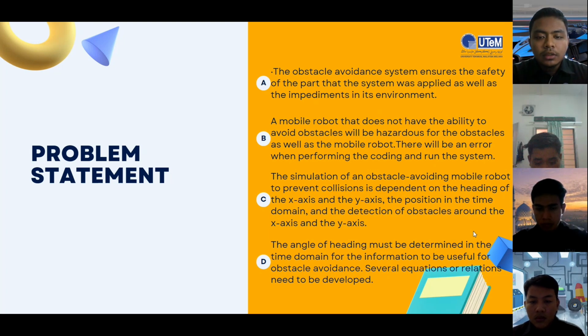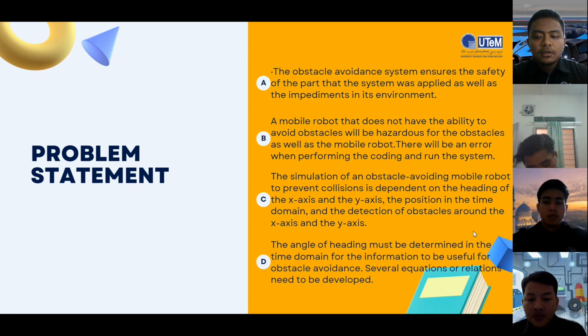The third one: the simulation of an obstacle avoiding mobile robot to prevent collision is dependent on the heading of the X and Y axis, the position in the time domain, and the detection of obstacles around the X axis and the Y axis. Last but not least, the angle of heading must be determined in the time domain for the information to be useful for obstacle avoidance. Several equations or relations need to be developed.